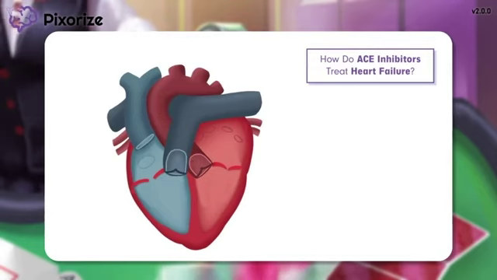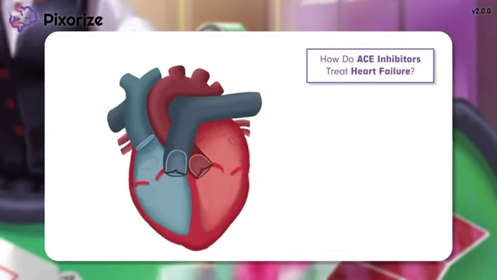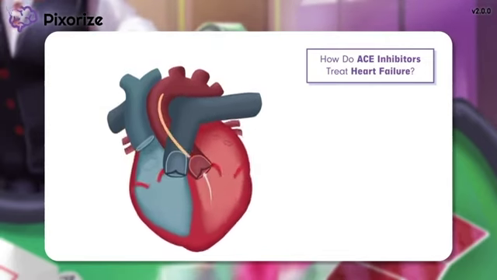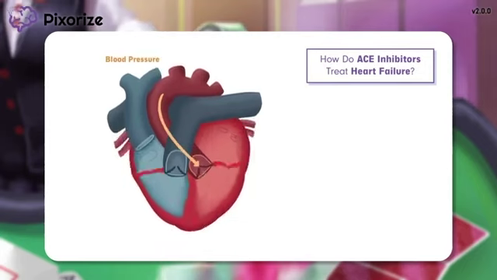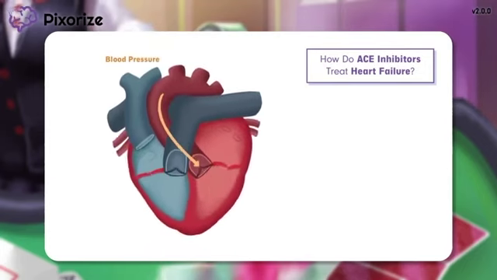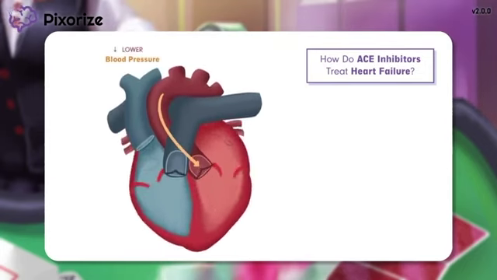In heart failure, the heart is failing to pump enough blood out to the body. The left ventricle becomes too weak to squeeze and pump blood forward against the pressure of the blood, making it harder to open the aortic valve. Remember how we just talked about how ACE inhibitors lower blood pressure? Well, by lowering the blood pressure, there is less pressure or resistance pushing back against the aortic valve, making it easier for the heart to pump blood forward through the aortic valve and out to the body.